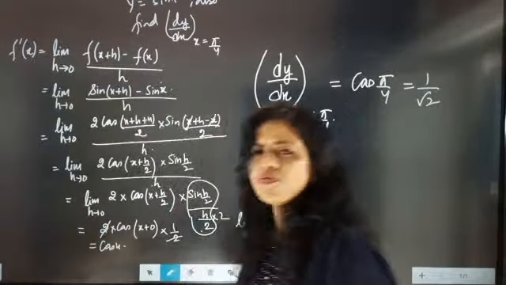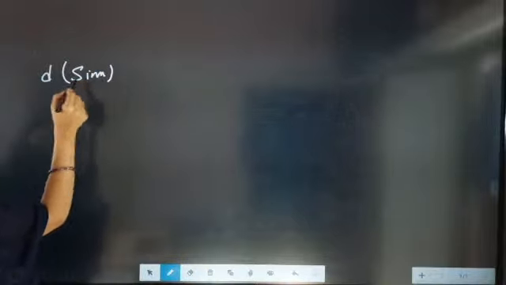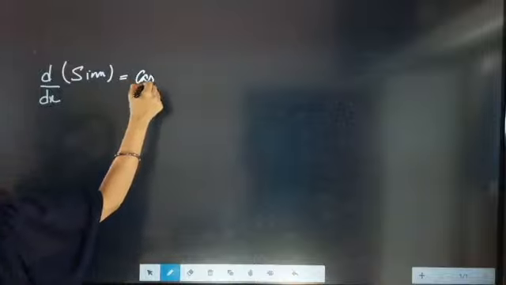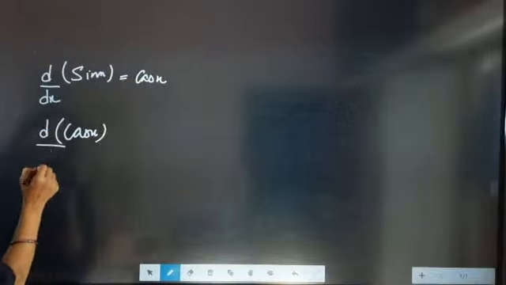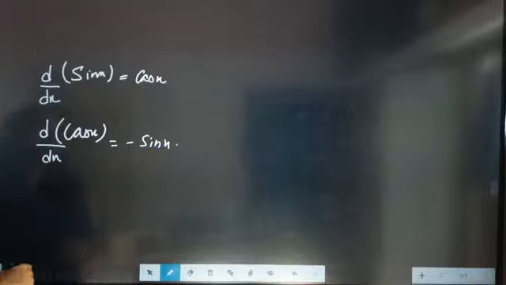Now with this we will be able to solve all the differential parts. So with this first principle we can find that the differentiation of sin x with respect to x is cos x. Now differentiation of cos x with respect to x will be coming as minus sin x. So these two we already know.